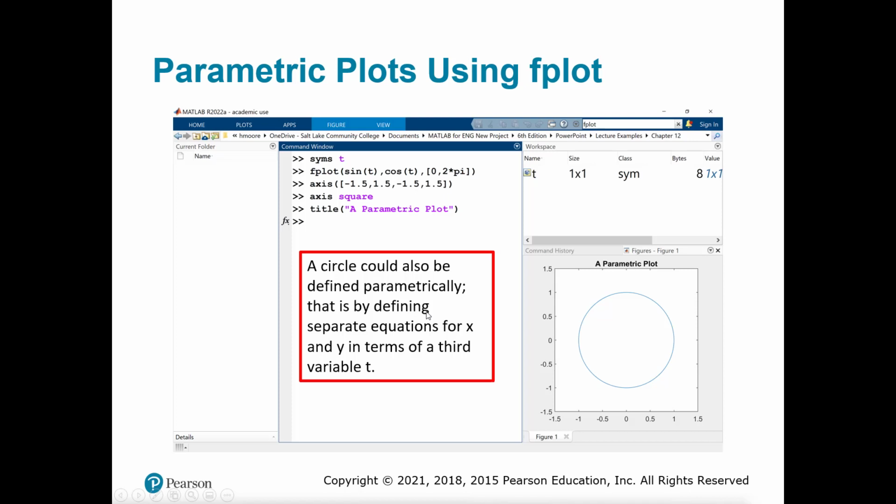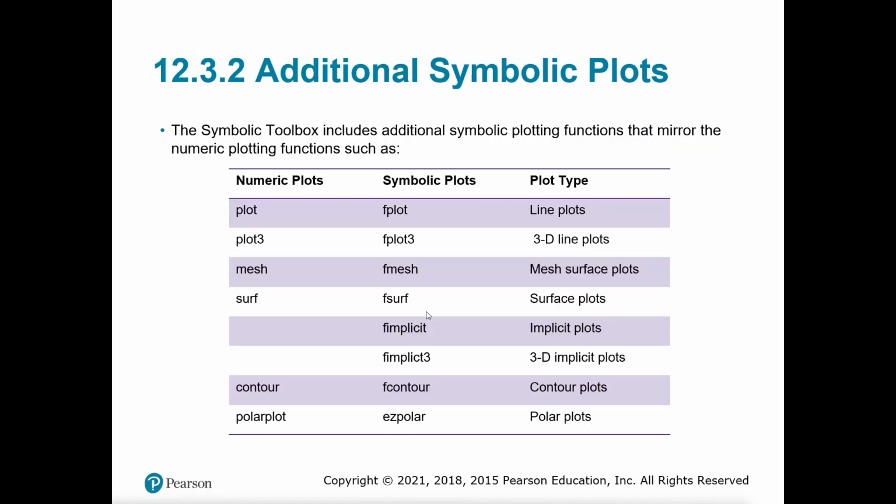Okay, cool, right? Okay, so here are some additional symbolic plot types. These are all in the textbook, on one of the pages in there, I don't know where. For numeric plots, you have plot, plot3, mesh, surf, contour, and polar plot. In symbolics, you have fplot3, fmesh, fsurf. You see a pattern going here. It's like we're adding an f.